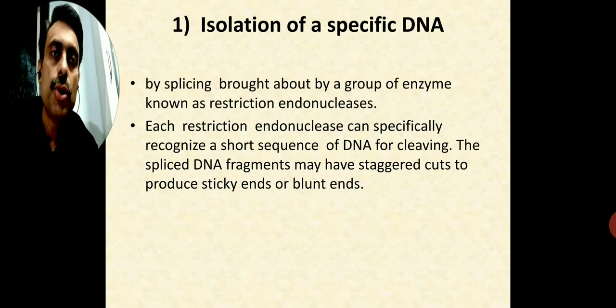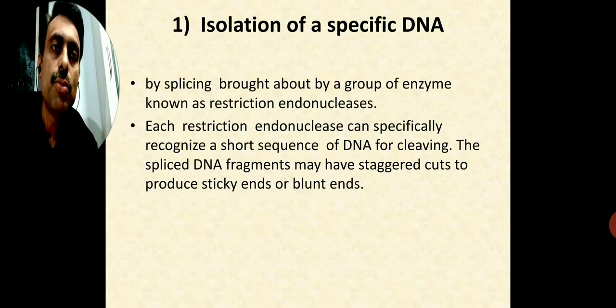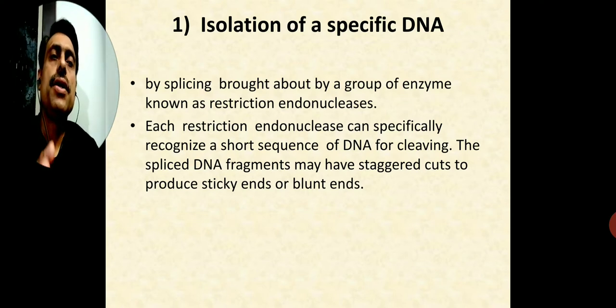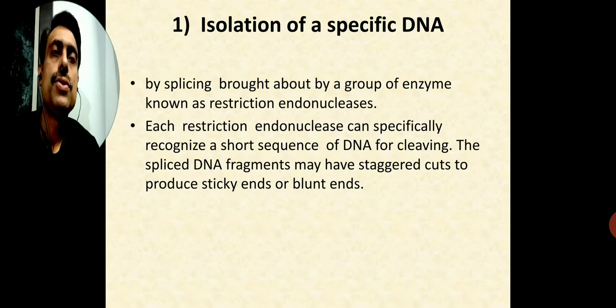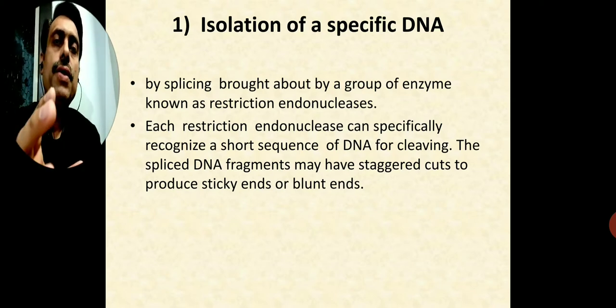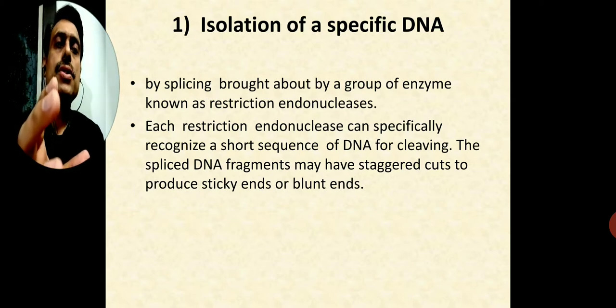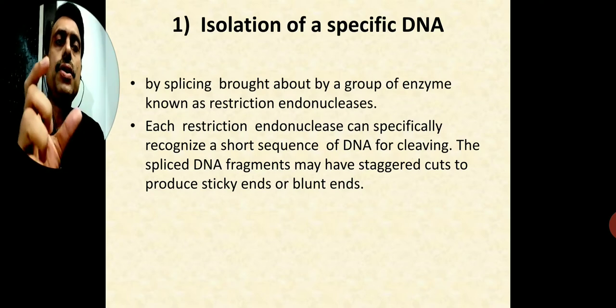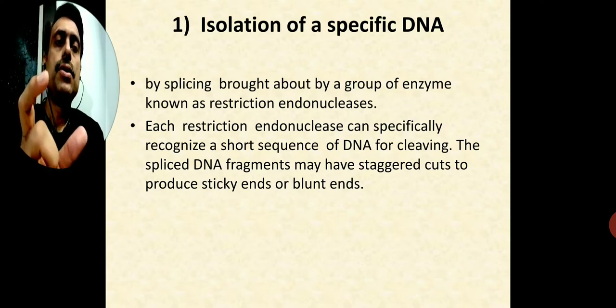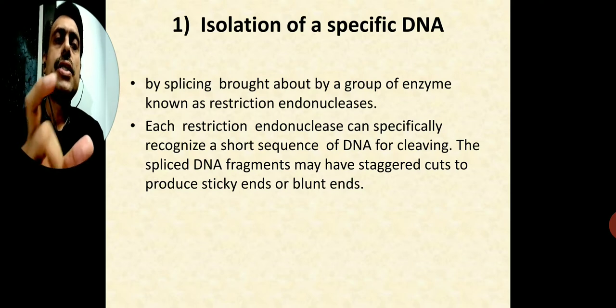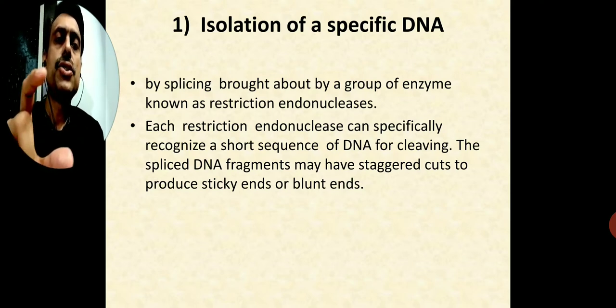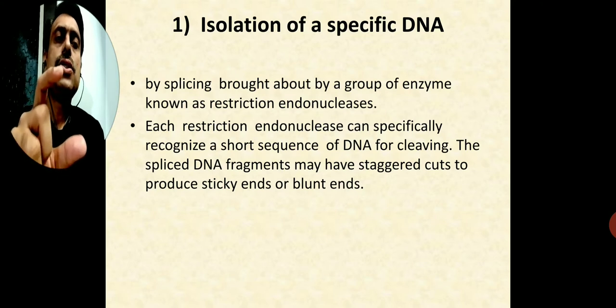It is brought about by splicing. Splicing is brought about by a group of enzymes known as restriction endonucleases. They are helpful enzymes. They can specifically recognize a short sequence of DNA for cleaving. The spliced DNA fragments have staggered cuts to produce sticky ends or blunt ends.